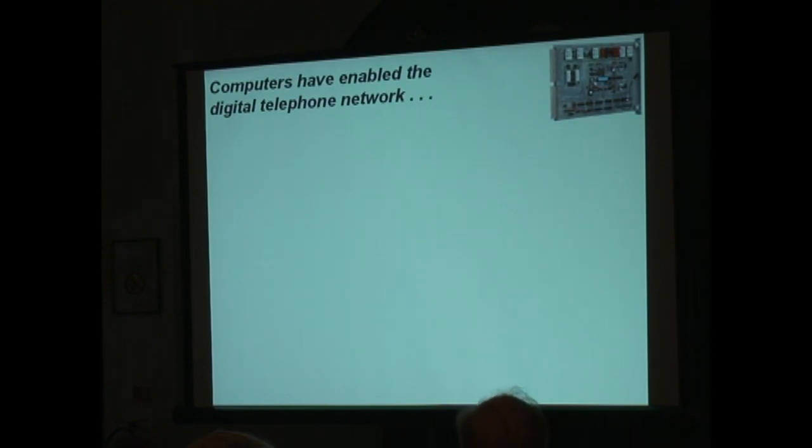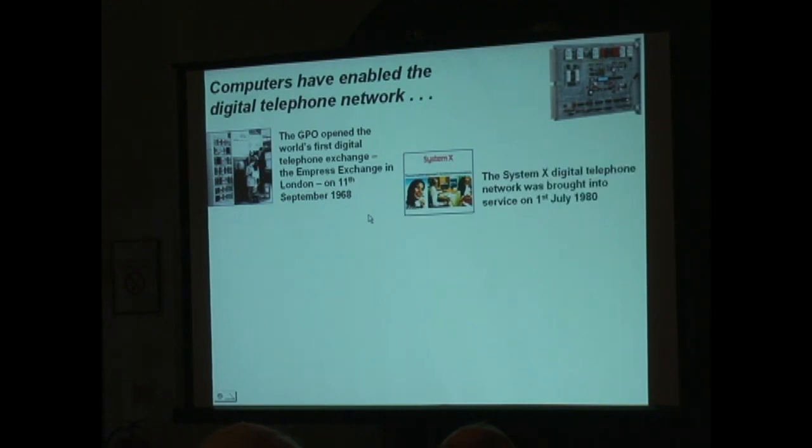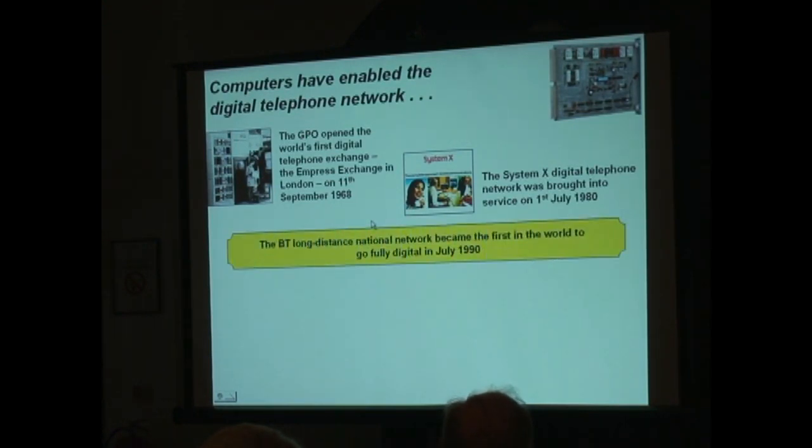Now, when Professor Lynch and I gave a talk up in February up in Manchester to the Northwest branch, we spent a lot of time telling them how the digital telephone network actually works. I'm not going to bore you with all that today. I'm just going to remind you that we didn't actually start digital telephone networking in this country until just over 40 years ago, the Empress Exchange in 1968 in London. The infamous System X digital telephone exchange network system was brought into service in 1980, so it's less than 30 years since we started modern digital telephony, and it wasn't until 1990 that we went fully digital on a long distance telephone network in the UK.